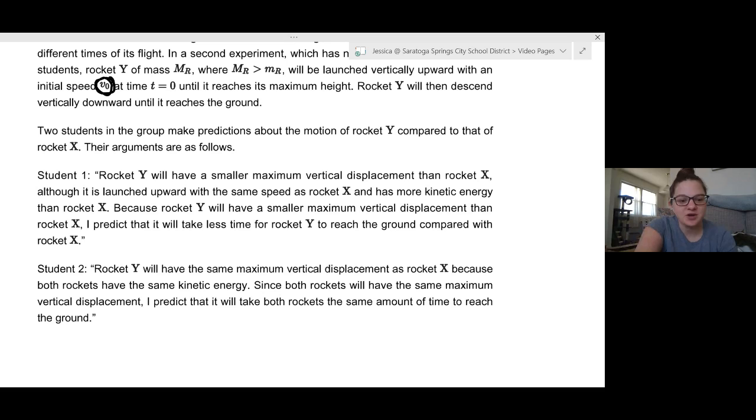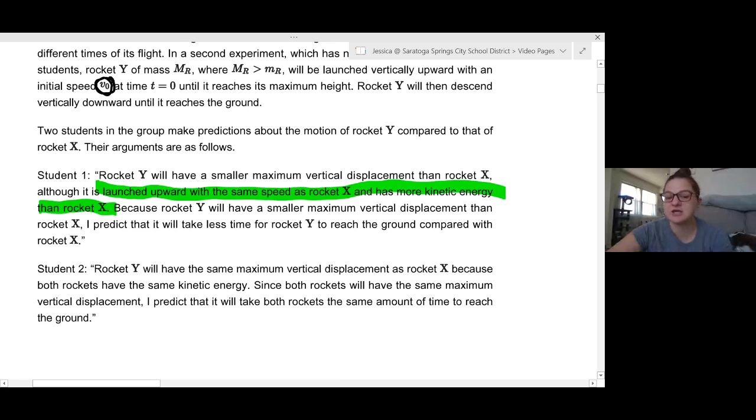Okay. Although it's launched upward with the same speed, rocket Y has more kinetic energy. It does because it has more mass. So even with the same speed, if we have more mass and the velocity is the same, we're going to have more kinetic energy.